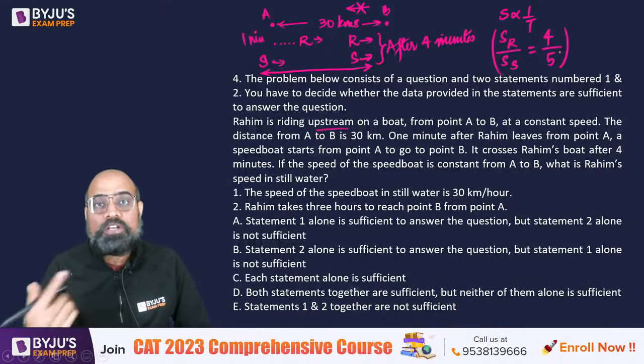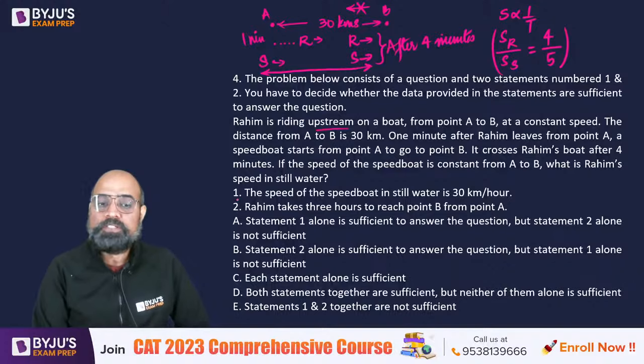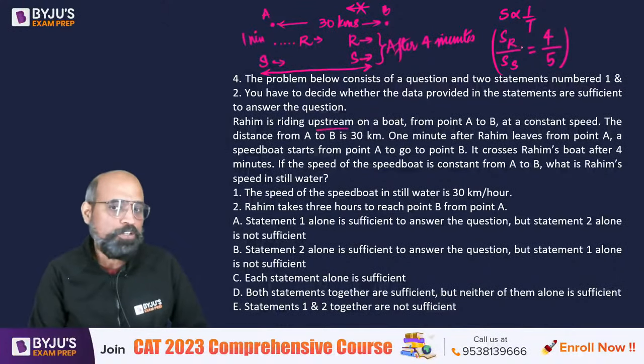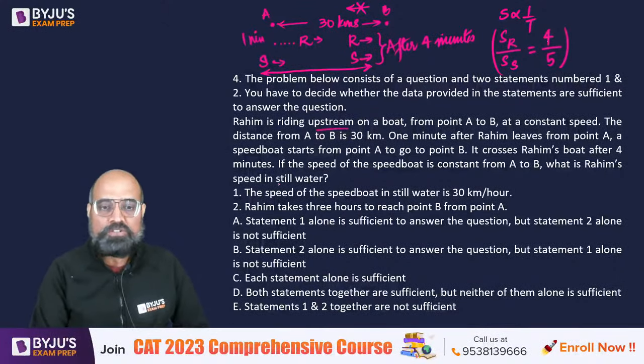Now, let's see what else is given to us. The first statement says the speed of the speedboat in still water is 30. So if we put 30 over here, we will get the speed of Rahim, right? So Rahim ka speed pata chal jayega. So from the first alone, we can get it. So D and E can't be our answer, B can't be our answer. Now we have to check the second statement.